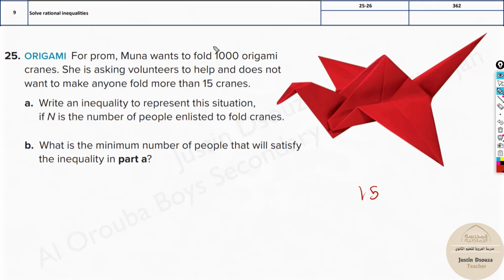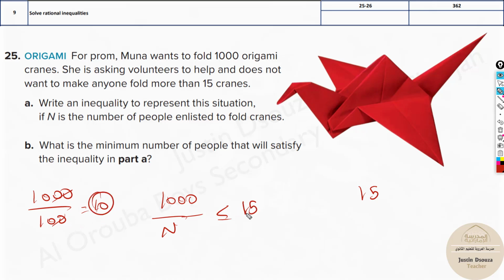Okay. So there are 1,000 required and n is the number of people. If you divide this by the number of people, so many will be for one individual person. So it should be less than or equal to 15. Now just imagine if you have 1,000 and you have 100 people. So for each person, how much will it be? 10 for one person, isn't it? But here we need this number to be less than or equal to 15. So 1,000 divided by the number of people, n, must be less than or equal to 15. This is the inequality.